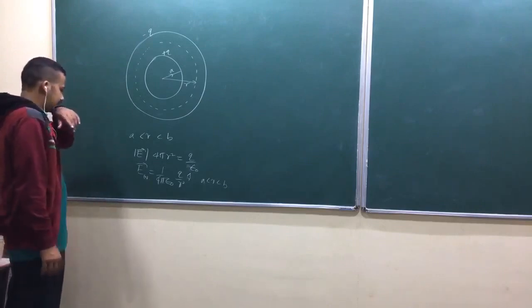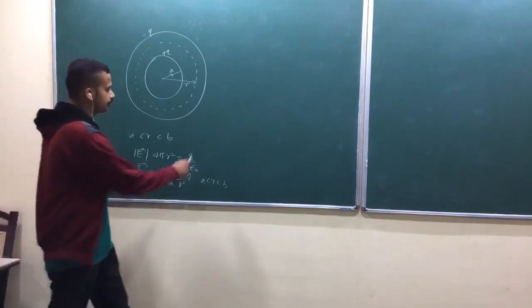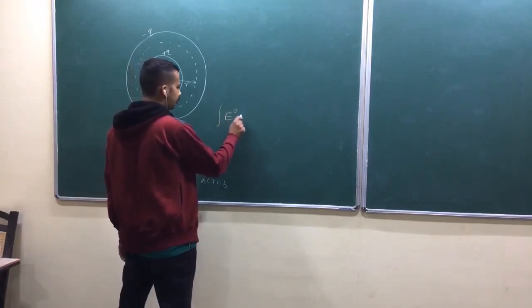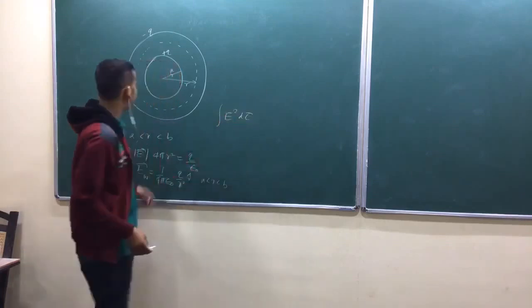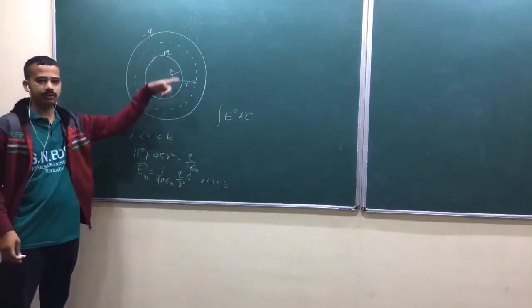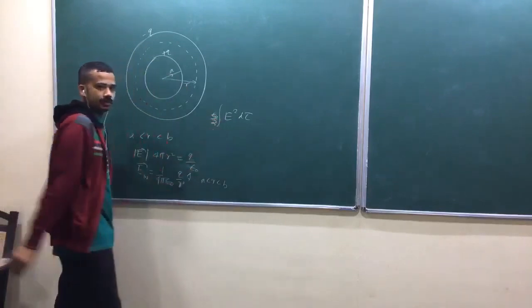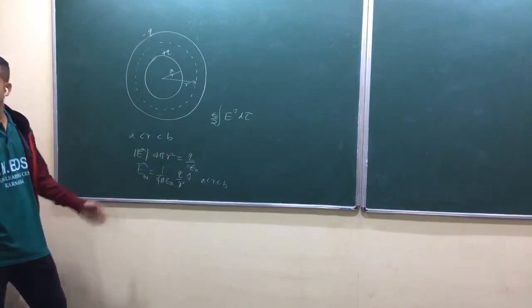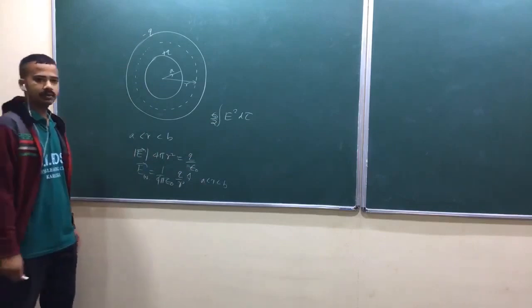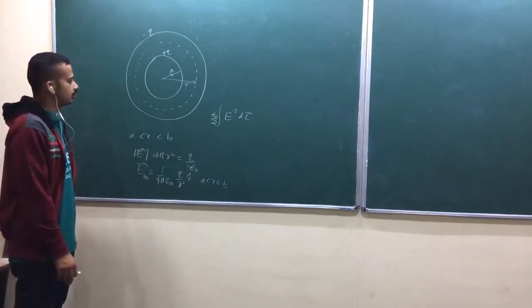So now look here. For the exam point of view, you can just use E square d tau. You integrate over the region from A to B, and epsilon naught by 2 integral of E square d tau will give the total electrostatic energy stored in the system. It's done.